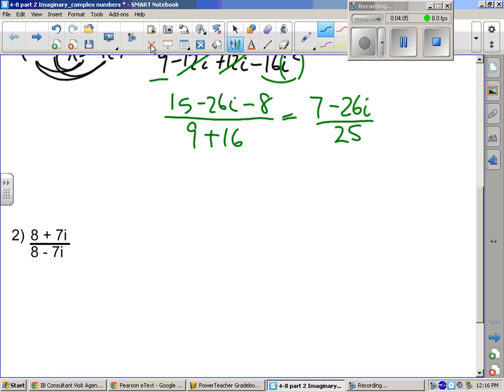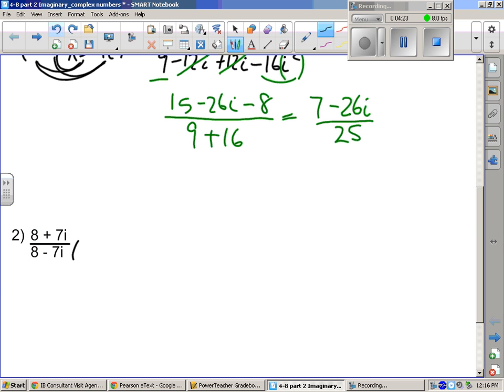Same deal, and they look the same kind of already, but that's just a coincidence. We still worry about the bottom. Wait, I can't just go like this? No. It's got plus and minus. You can't do that with plus and minus. That's why we use the conjugate.